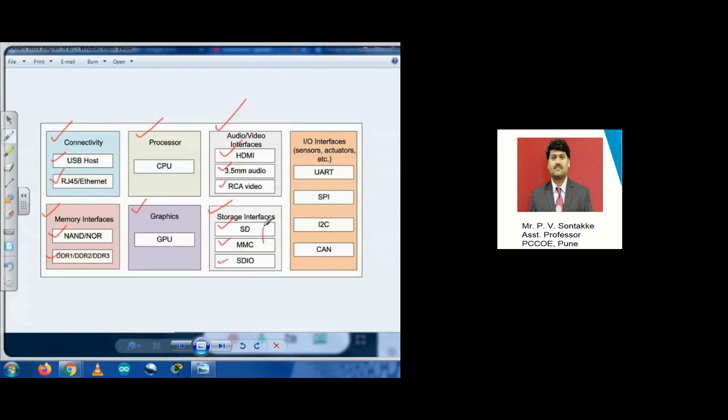So what is the main difference between SD card and MMC card? Anybody knows it? Or can I say both are the same? Yes, you can comment. If you know the answer, you can write it in your chat box. Can I say SD card is the same as your MMC card?